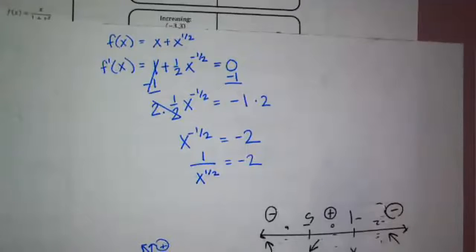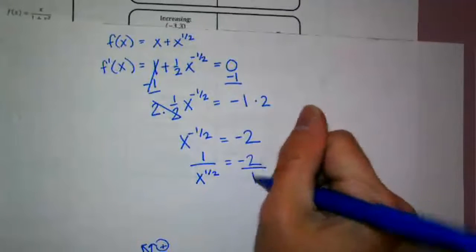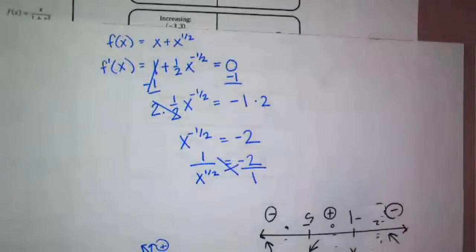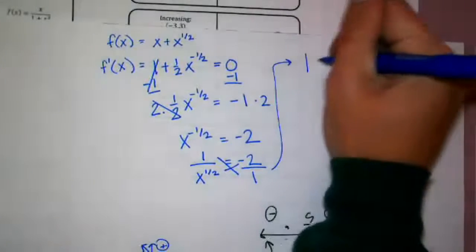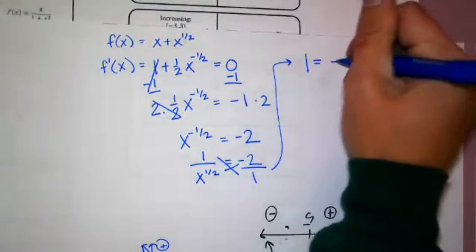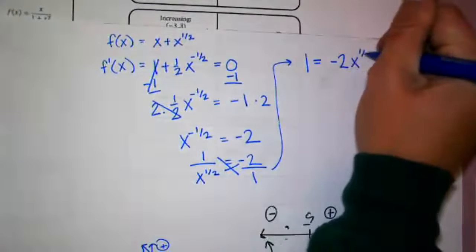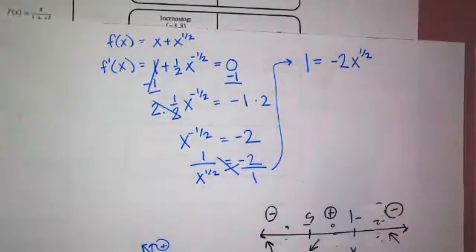All right. So I don't like fractions, right? So instead of having a fraction here, I'm going to cross multiply. I'm gonna put it up here. So 1 equals negative 2x to the 1/2.